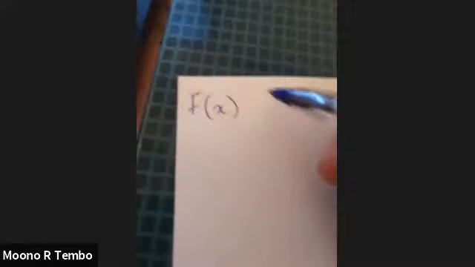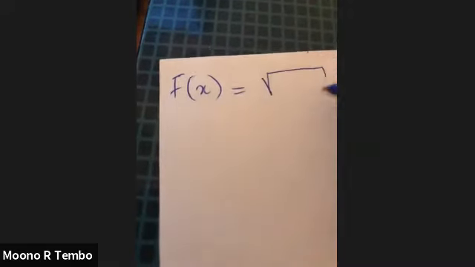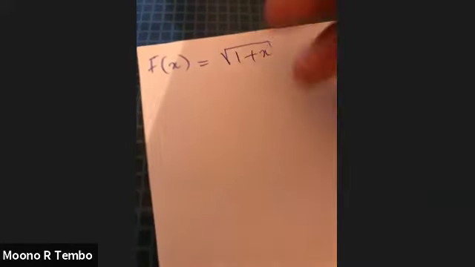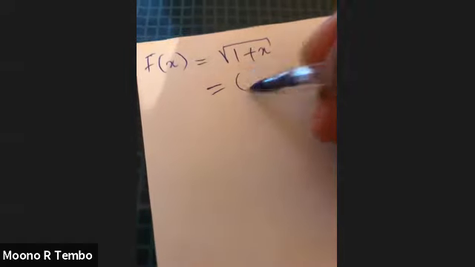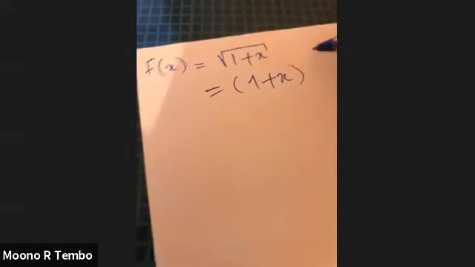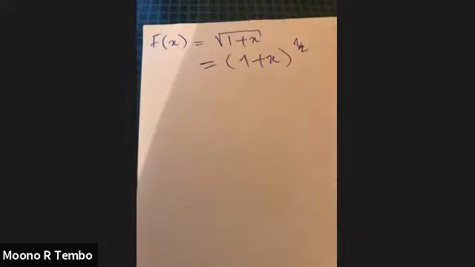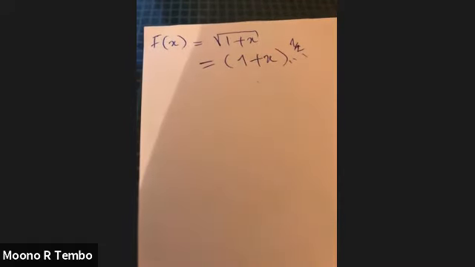So what we were given is f of x equals square root of 1 plus x. This is actually the same thing as writing open bracket 1 plus x, everything to the power half. From there you have to differentiate this. How do you differentiate this? There are different ways of differentiating this.